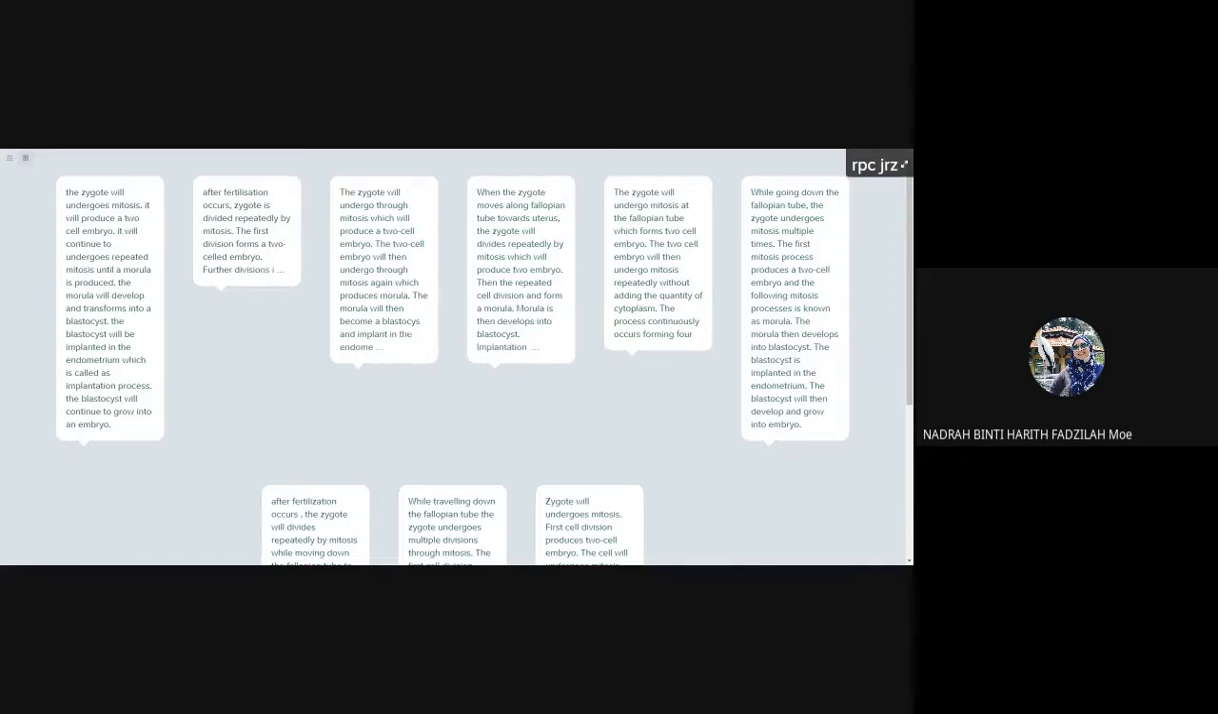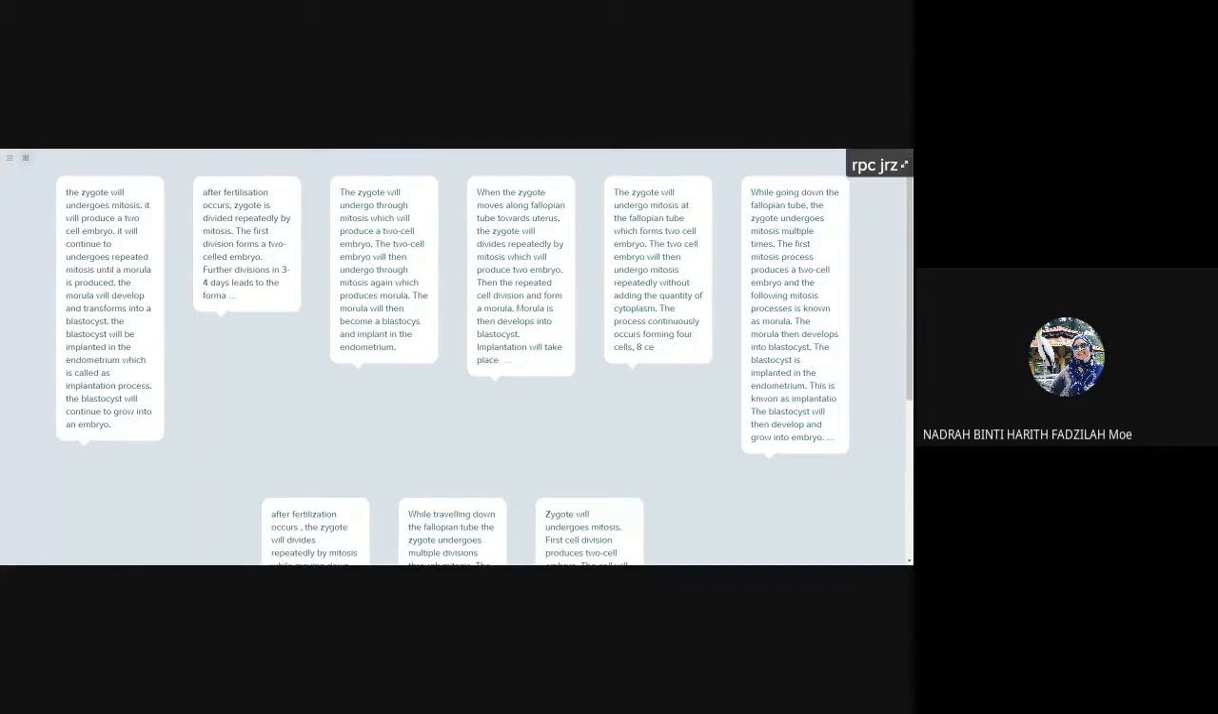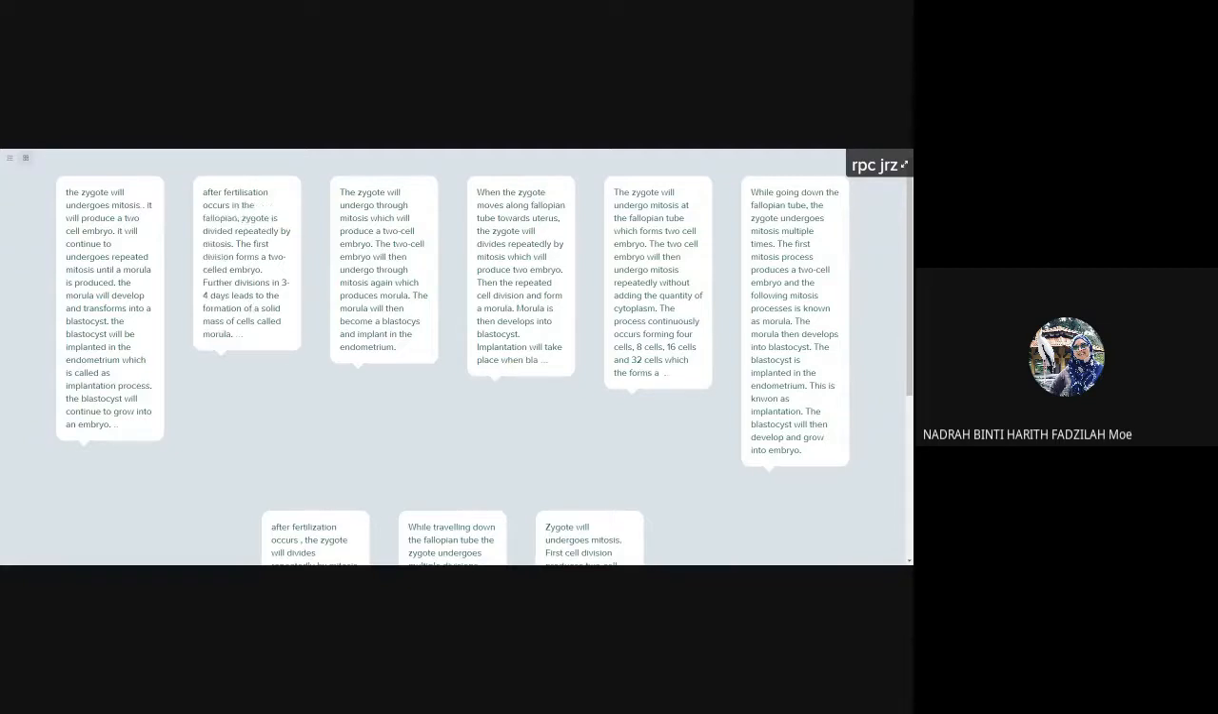If you mention where it happens, you also get the mark. The process of development of the embryo started off at the fallopian tube. Yes, very good. Okay, Adriana also mentioned it. Isamani also mentioned it, the location. Alia also has it. Very good. Adria also has it. Very good. Okay, continue. It's okay. There are still many points.